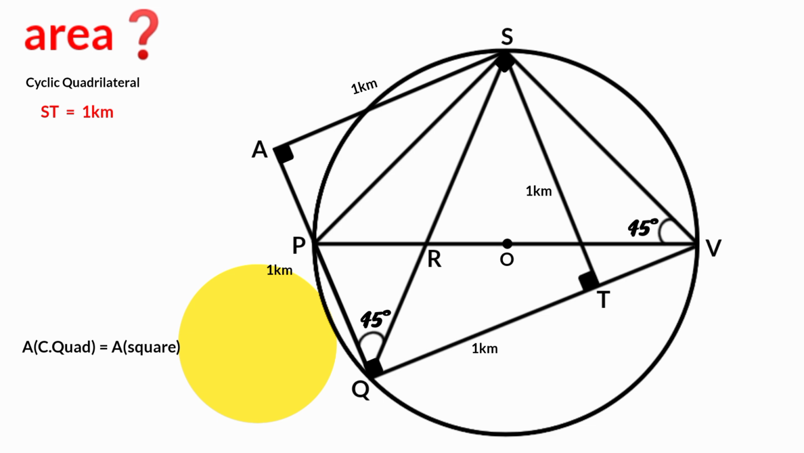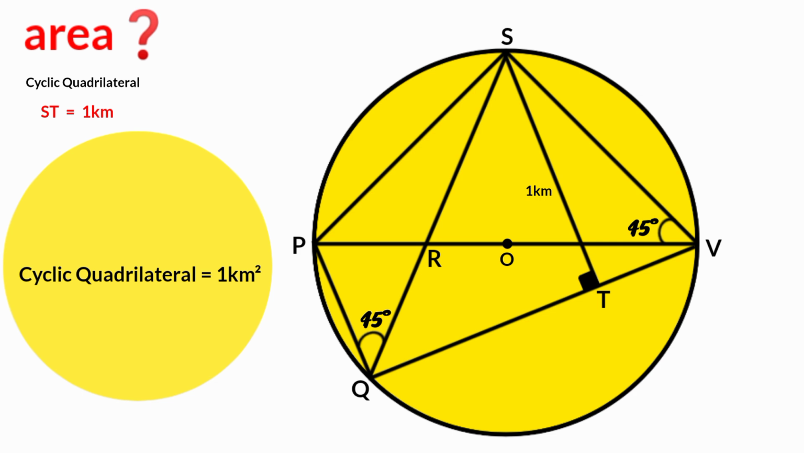The formula for calculating the area of a square is the square of the length of one of its sides, and the length of the side here is 1 kilometer. So area of square equals 1 kilometer all squared, which is 1 square kilometer. So area of cyclic quadrilateral equals 1 square kilometer.